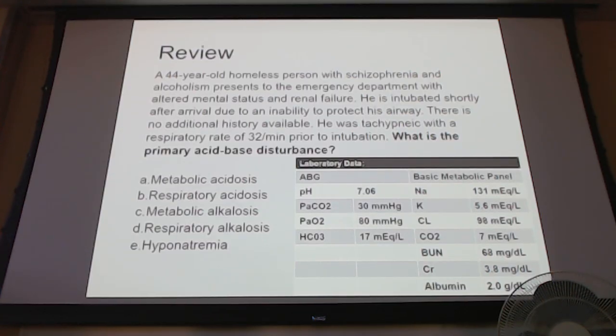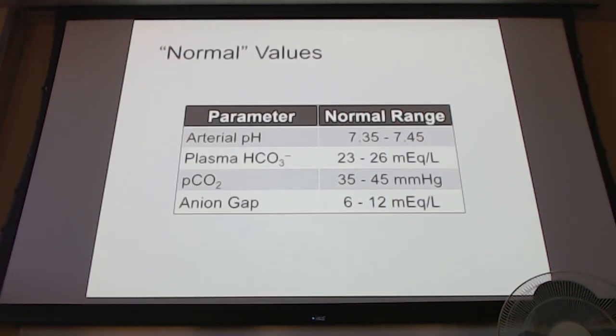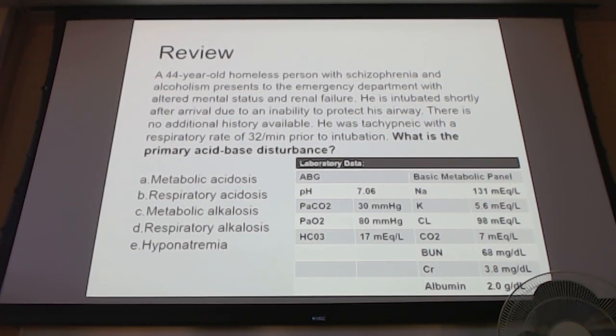So remember the chart with the arrows. Was the patient breathing at a normal rate before intubation? They're tachypneic, right? So what happens when somebody's tachypneic? They're blowing off CO2. So if your normal CO2 range is 35 to 45, and here it's 30, the reason it's low is because they were compensating.